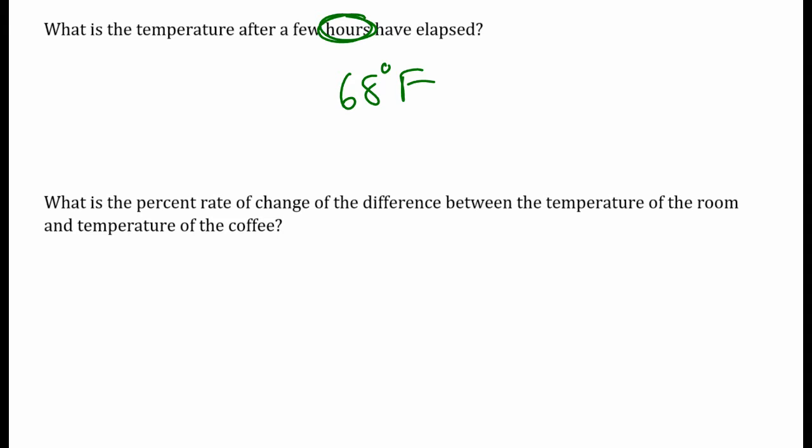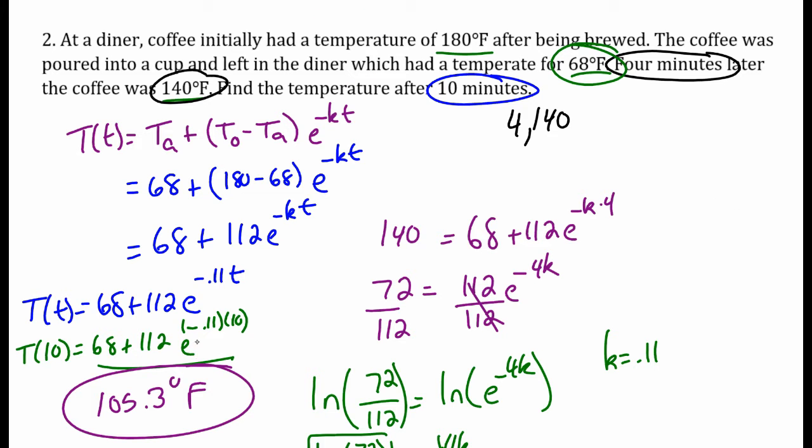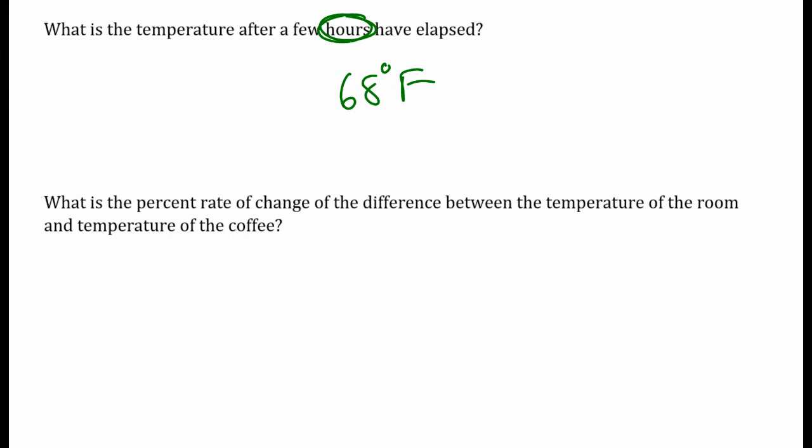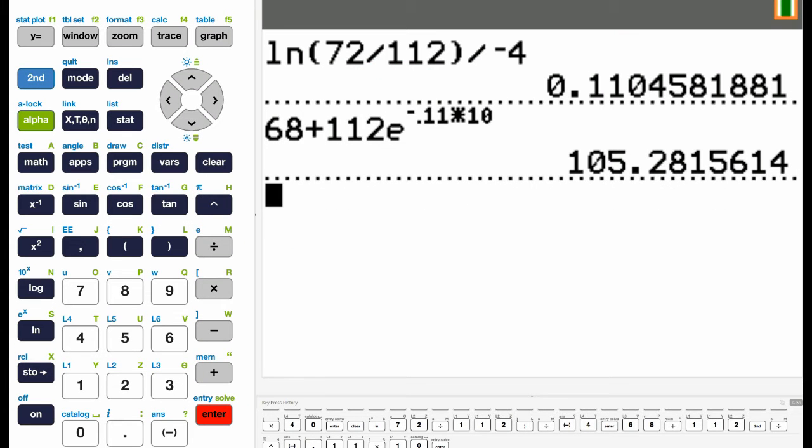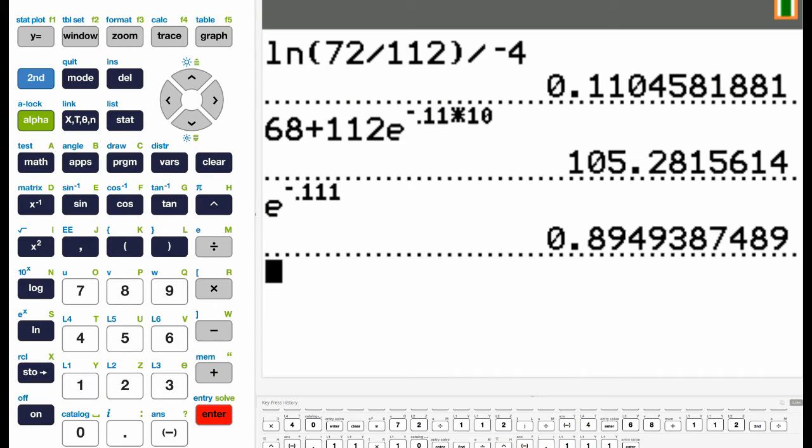What is the percent rate of change of the difference between the temperature of the room and the temperature of the coffee? So we need to use our property of exponents to manipulate this expression here. I add e to the negative 0.11. This is going to reveal the rate of change. So if I go to my calculator and do e to the negative 0.11, that's the base of my exponential function.